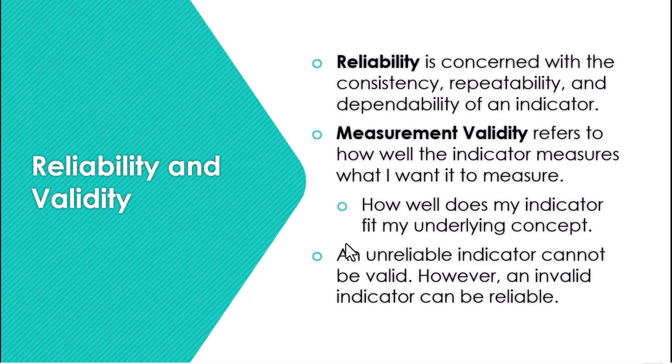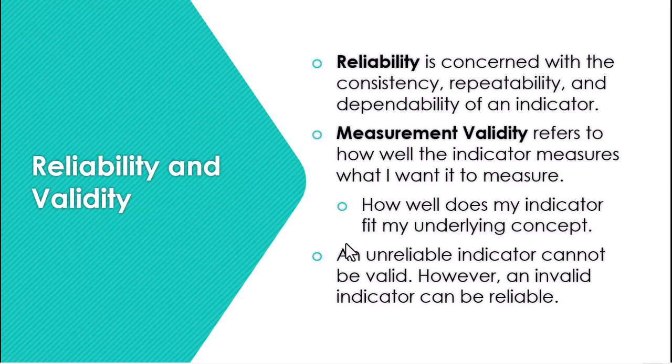Reliability is concerned with the consistency, repeatability, and dependability of an indicator. How consistently, repeatably can we measure it and get consistent results? Measurement validity, on the other hand, refers to how well the indicator we are measuring measures what we want it to measure. In other words, how well does my indicator fit the concept or aspect of the concept that I'm trying to measure?